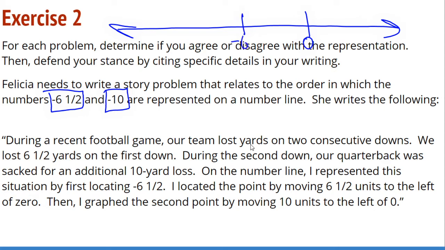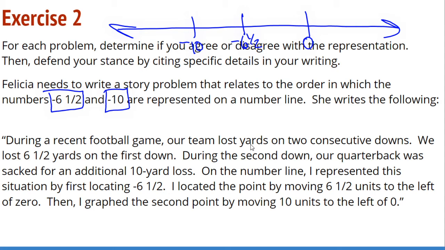And I would have negative 6.5, and then I would have negative 10. The negative 10 is farther from 0 than the negative 6.5. Okay, so now that I have a picture in my head of how they look on a number line, I'm going to read this situation and see if I agree with what Felicia wrote.